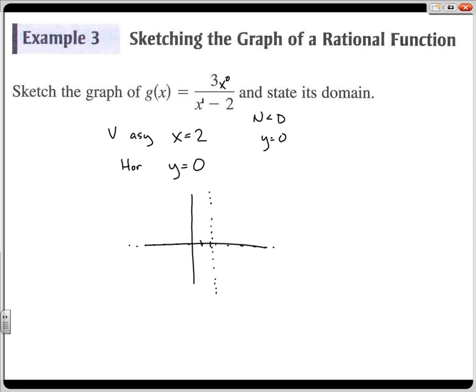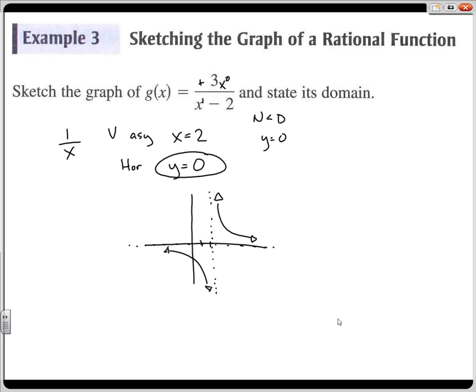And we do know the general shape of this. Since it's a positive 3, this is a positive example of the 1 over x parent function. So it's going to look something like that. Now, why didn't we get any x-intercepts? Well, we never crossed the x-axis because the horizontal asymptote is y equals 0. If we never cross the x-axis, we can't have any x-intercepts.